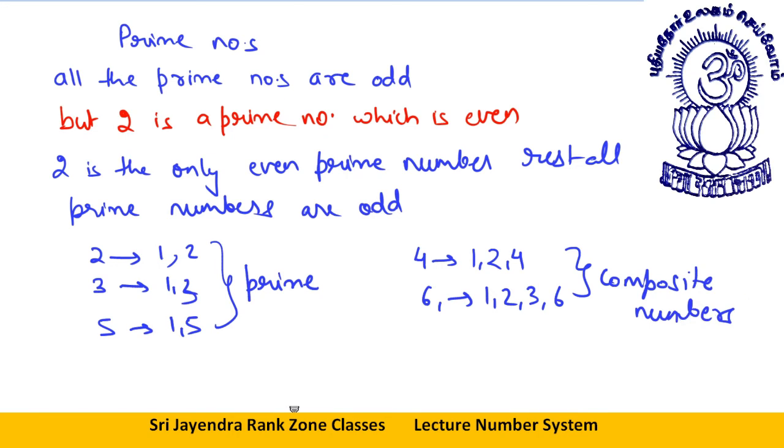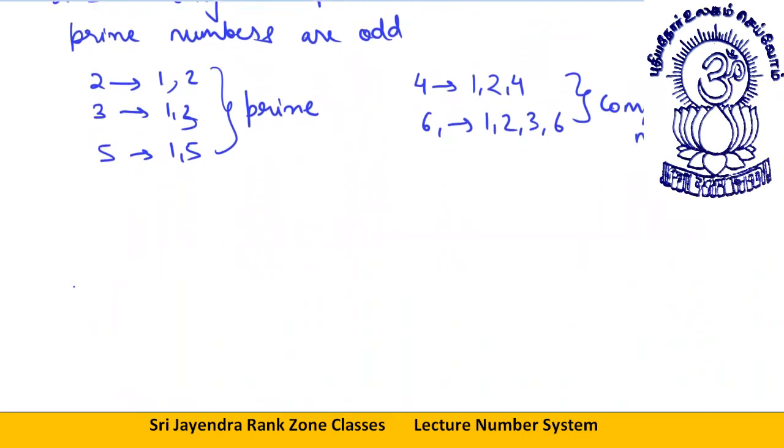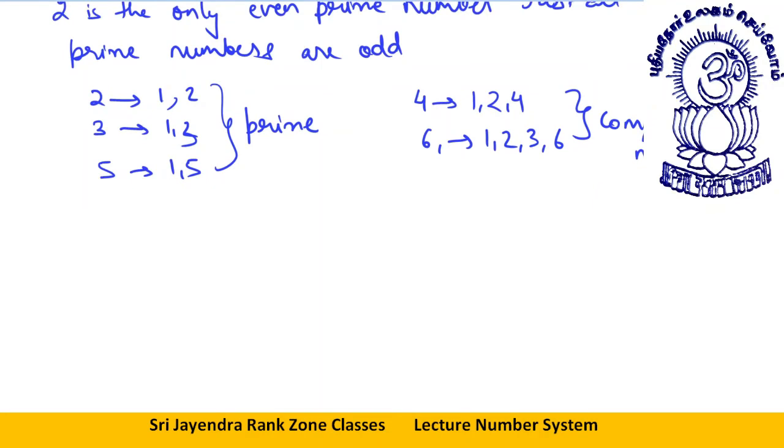Let's move ahead now and write down some prime numbers: 2, 3, 5, 7, 11, 13, 17, 19, 23, 29. Up to 30, how many prime numbers are there? 1, 2, 3, 4, 5, 6, 7, 8, 9, 10. So up to 30, we have 10 prime numbers.